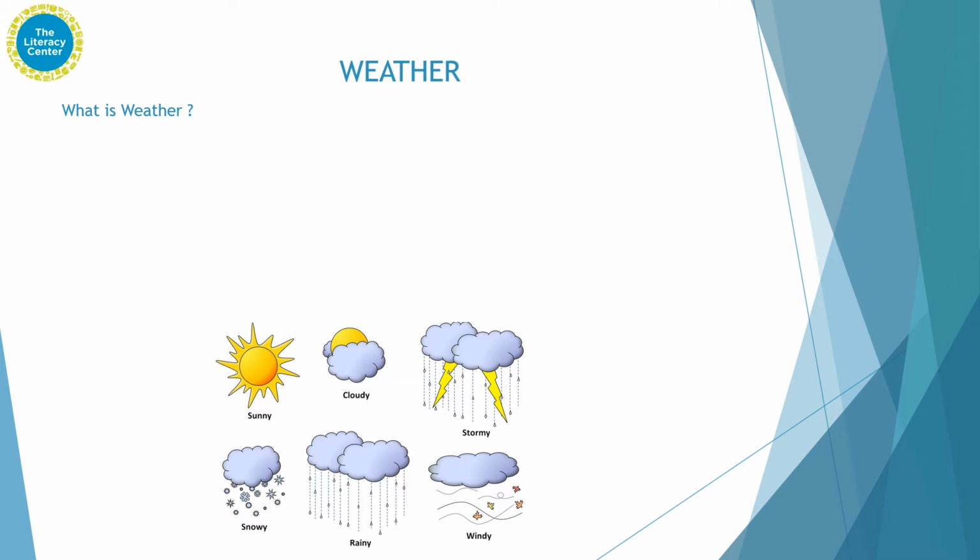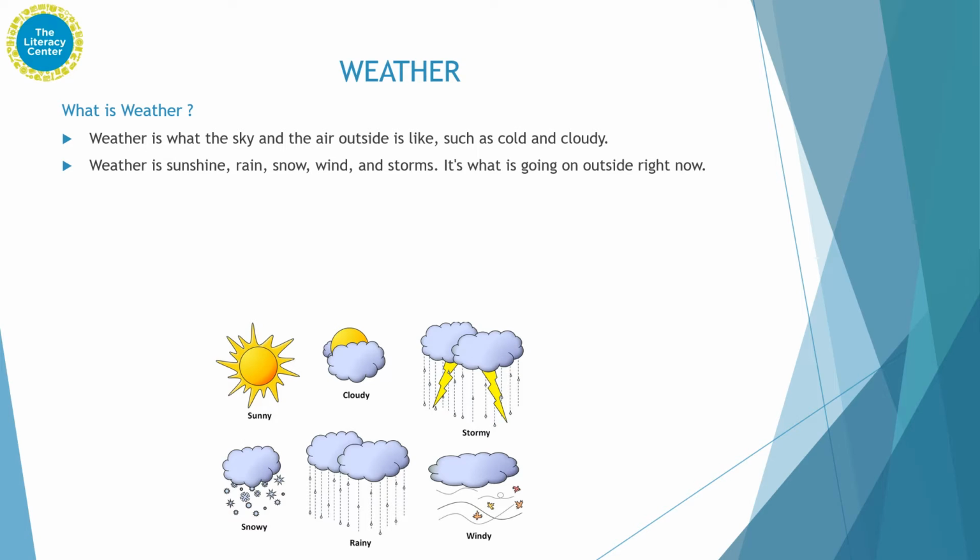So what is weather? Weather is what the sky and the air outside is like, such as cold and cloudy, sunny, cloudy, stormy, snowy, rainy, windy. This is what we call weather. Weather is sunshine, rain, snow, wind and storms. It's actually what is going on outside right now, right?